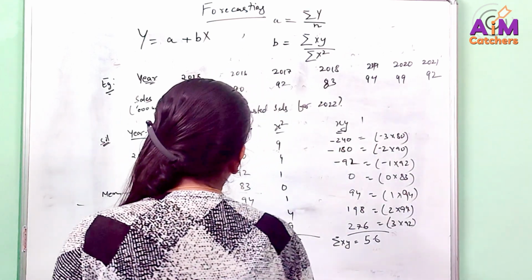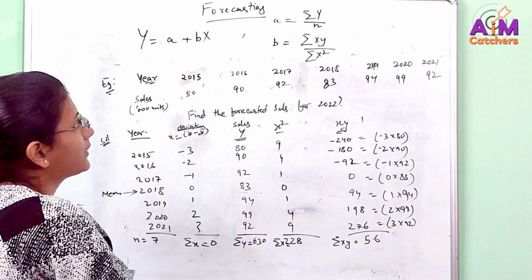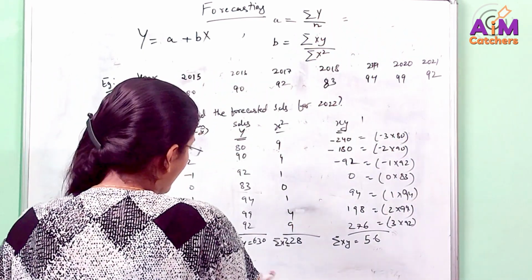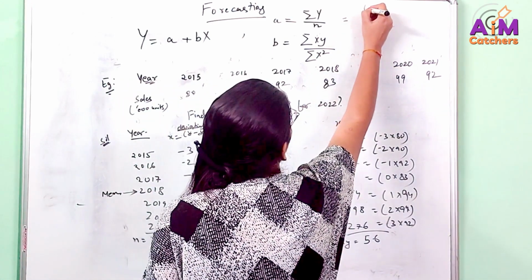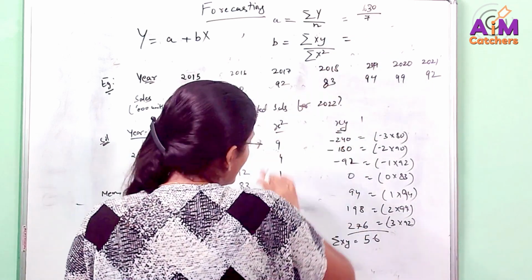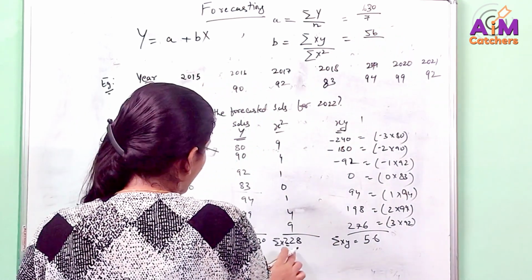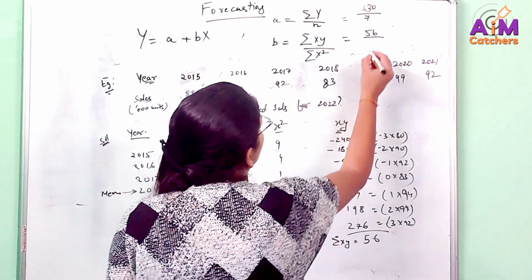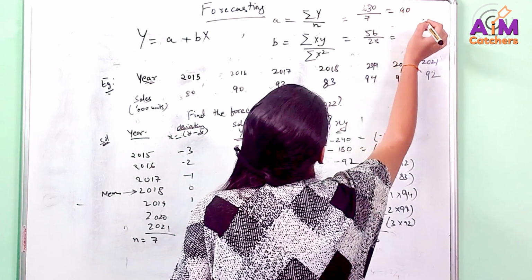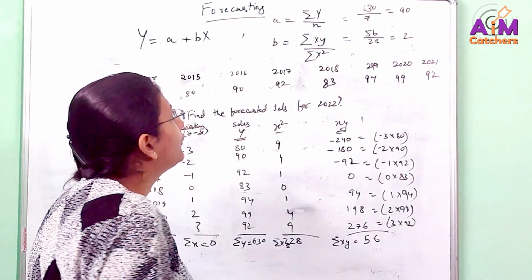Okay. So now we have all the values. We can put this in the formula and we will find our equation. So let's do the calculation here. Next, sigma y by n. We have sigma y 630 by n, n is 7. And here sigma xy, sigma xy is 56, by sigma x square, that is 28. So you will be solving this. 90 is the value of A and 2 is the value of B.